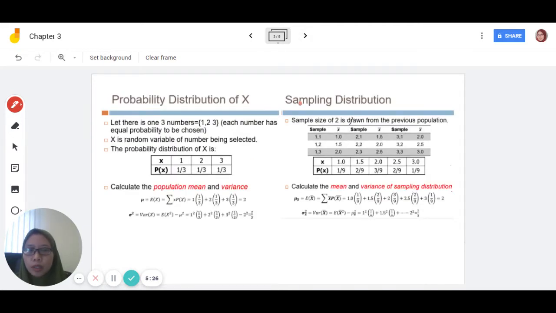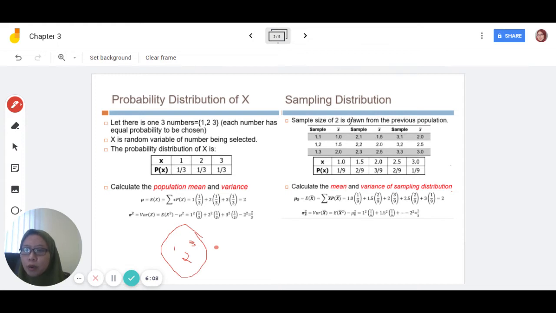Before we go further, let's find out how we can determine the mean and the variance of a sampling distribution against the mean and the variance of the population. Let's say this is your probability distribution of X, which we have learned in chapter 1. This is the PDF of the random sample of X. Let's say you have three numbers, 1, 2, and 3. This is the population. You have 1, 2, and 3 in the box.